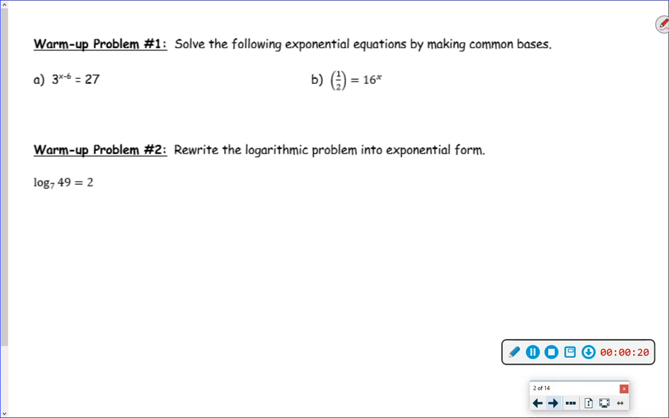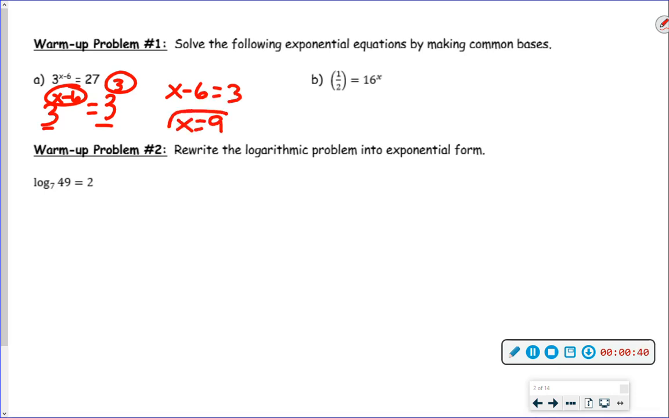Solve the following exponential equations by making common bases. So what does that mean? Of course, we're going to keep our 3x minus 6 here. You can rewrite 27 using 3. 3 to the third power is 27. So our common base, of course, 3, and then I can just set my exponents equal to each other. x equals 9. So clearly if you put 9 in for x, 9 minus 6, 3, we're going to have equal expressions on either side.